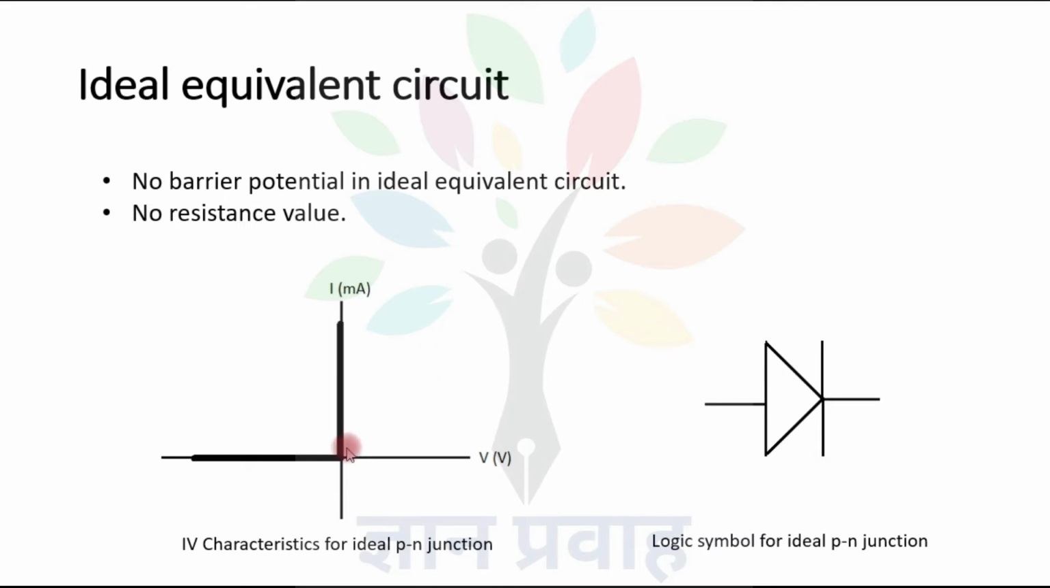So we can see this phenomena from this IV characteristic for ideal p-n junction diode. So current conduction is there when we apply external voltage. When external voltage is in a reverse bias, there is no current conduction. So this one is the on state for p-n junction diode, and this characteristic is showing off state for p-n junction diode. And the logic symbol for ideal p-n junction diode is given here. There is no resistance value and no barrier potential. Barrier potential means there is no knee voltage requirement.